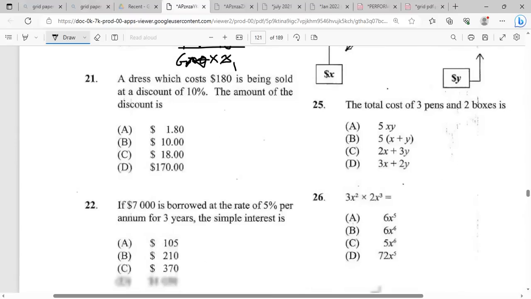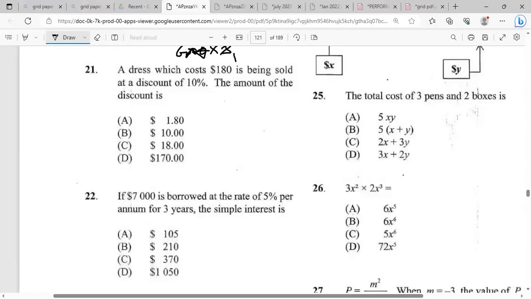But guys, work out that part there, all right? Some people text me and say they see the calculation, but just work it out for yourself, because you are the one doing the exam, right? And I want you guys to be active before tomorrow. A dress which costs 180 is being sold for a discount of 10%.